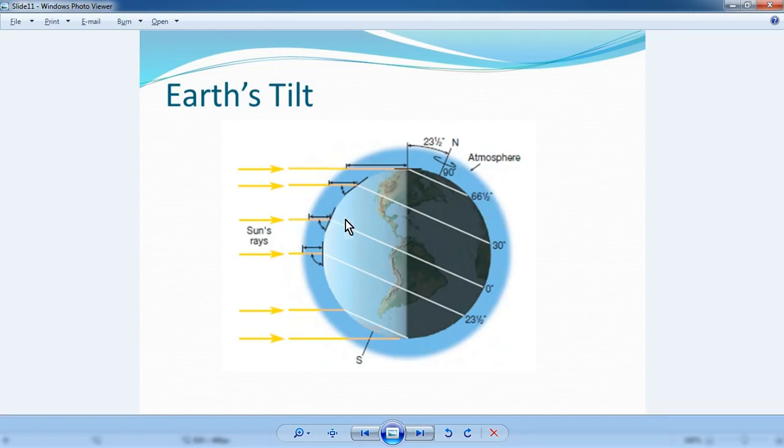So these lines here, this is the axis. The lines perpendicular to the axis are these. That is the equator. This is 30 degrees north, and this is 66 and 1/2 degrees north latitude. Okay? 23 and 1/2 degrees south latitude, south of the equator.